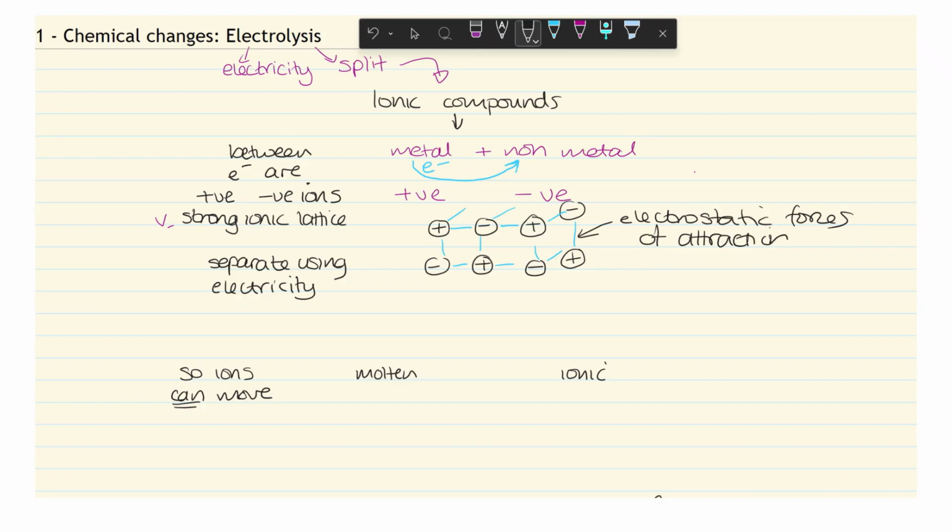And it is these ionic compounds with their strong electrostatic force of attraction that we can separate using electricity, by using the process of electrolysis. So when we're separating ionic compounds, we're separating positive and negative ions that are in a giant ionic lattice with strong electrostatic force of attraction between them. That's a bit of a challenge there. It's not going to separate very easily.